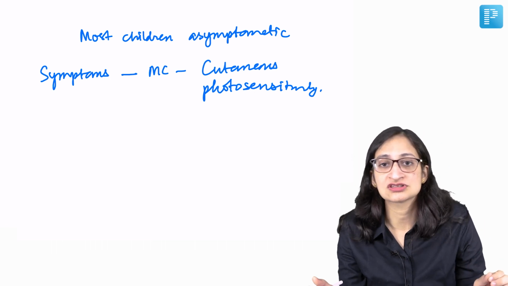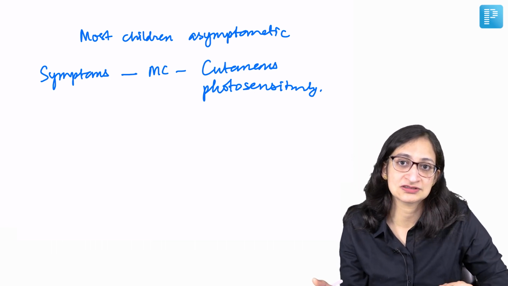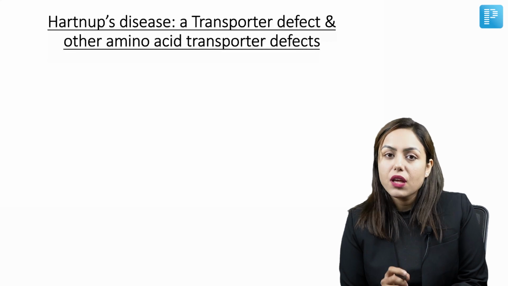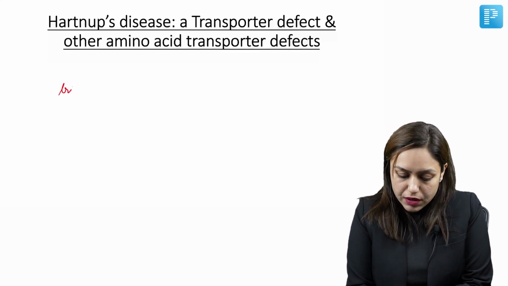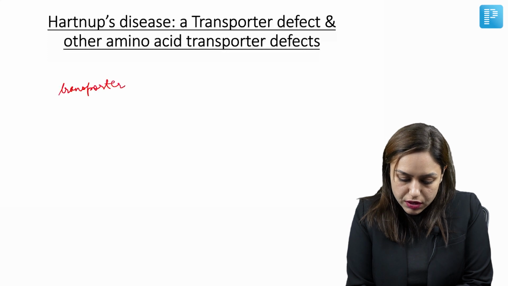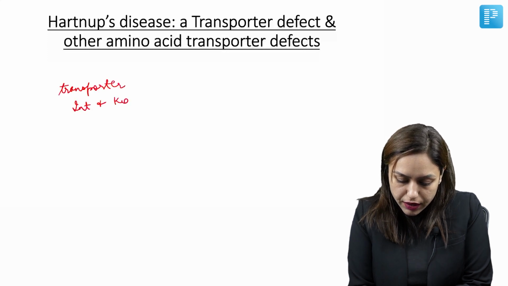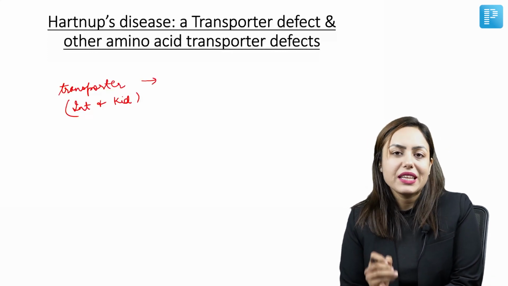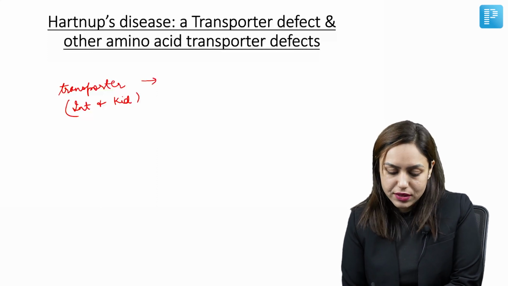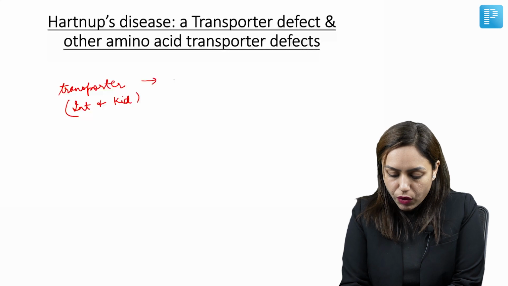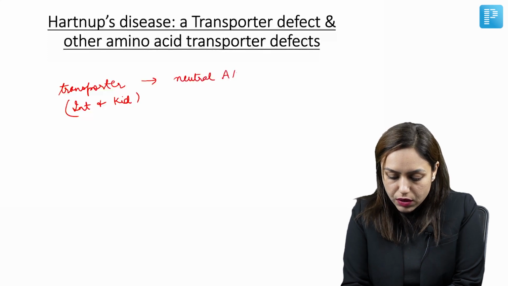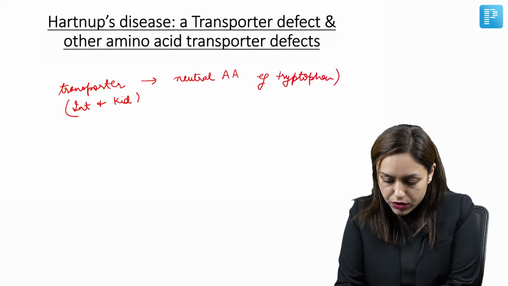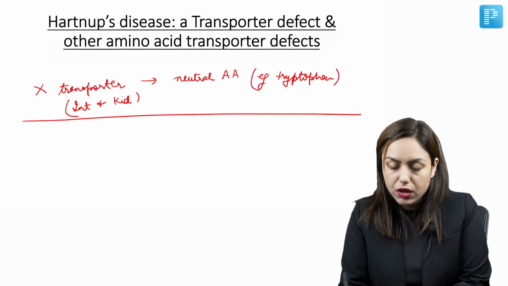Over to Dr. Smily to discuss the pathophysiology and biochemical basis. So Hartnup disease is an amino acid transporter defect. What is this transporter defect? There is a transporter present in intestine and kidneys. In intestine, it is for the absorption of amino acids. In kidneys, it is for the reabsorption of amino acids. So this transporter is for neutral amino acids, especially tryptophan. This transporter is defective in Hartnup's disease.